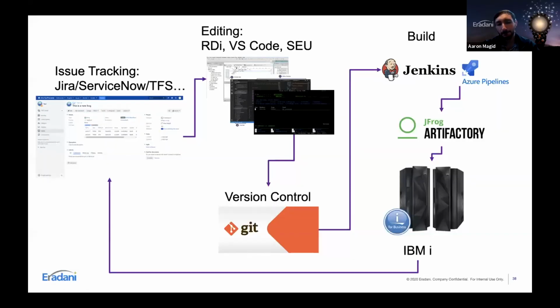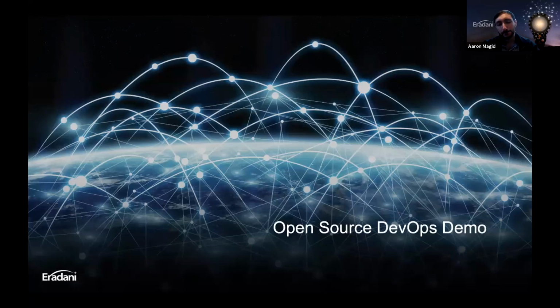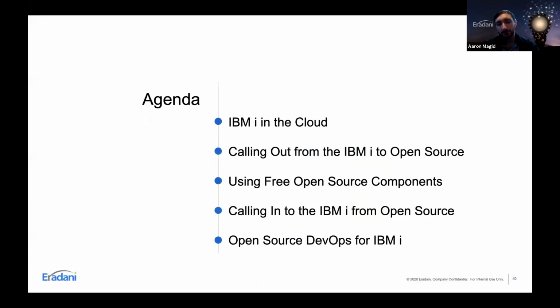Basically what we covered today is the IBM i in the cloud. We covered how you can call out from the IBM i to open source, how you can use open source free components in your IBM i applications, how you can call into the IBM i from open source, and then open source DevOps for the IBM i. I hope you've learned a lot about the kinds of things that you can actually do with the IBM i to extend your applications and to use the latest, most modern technology.